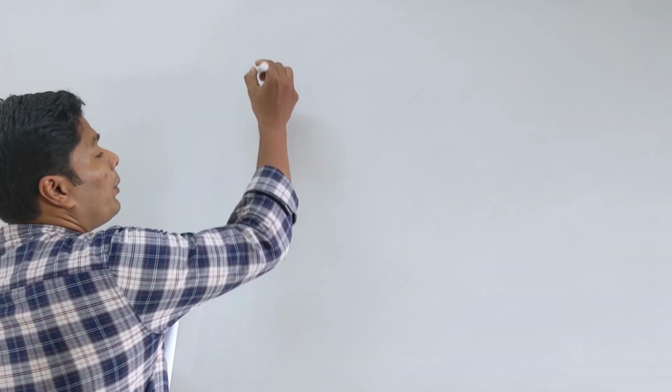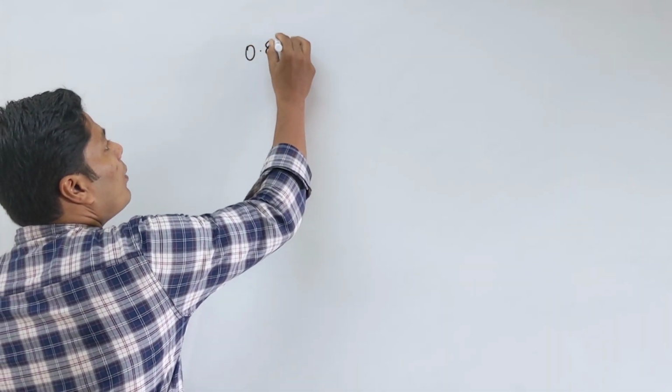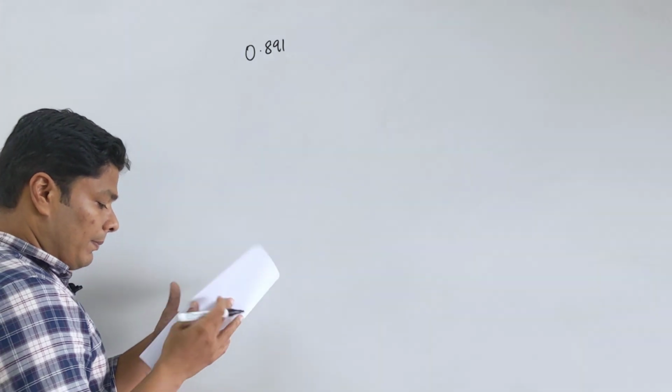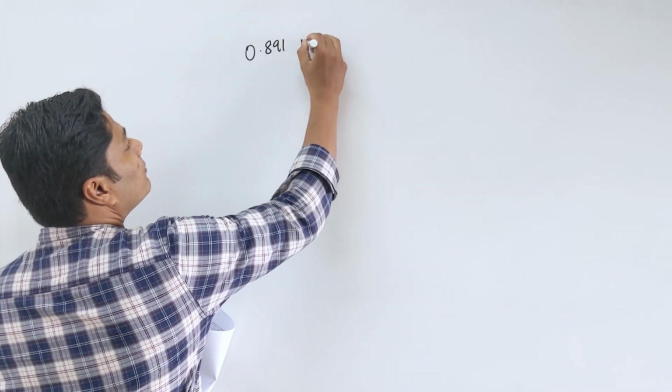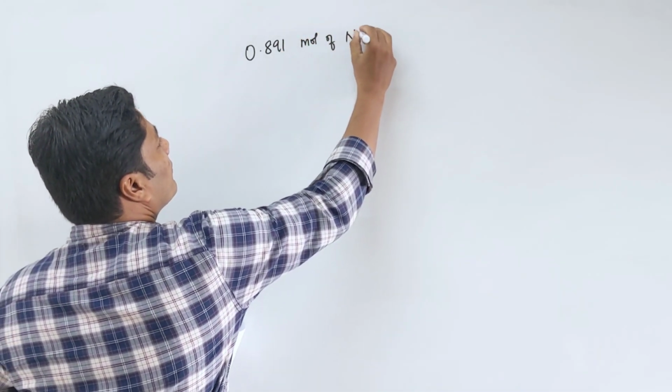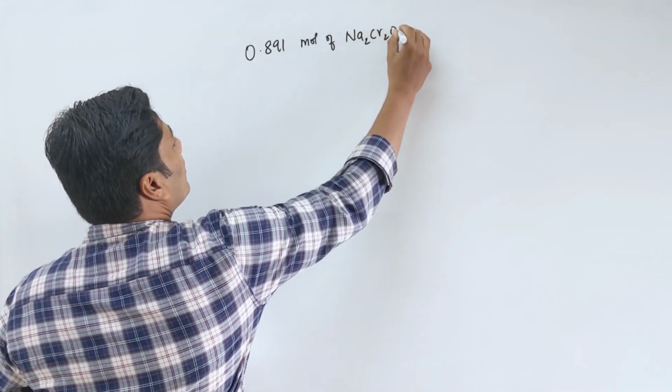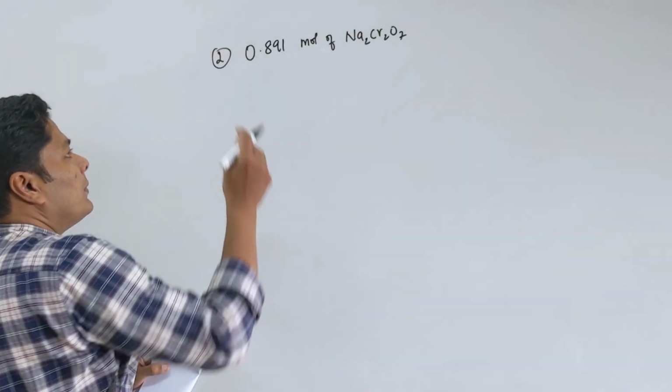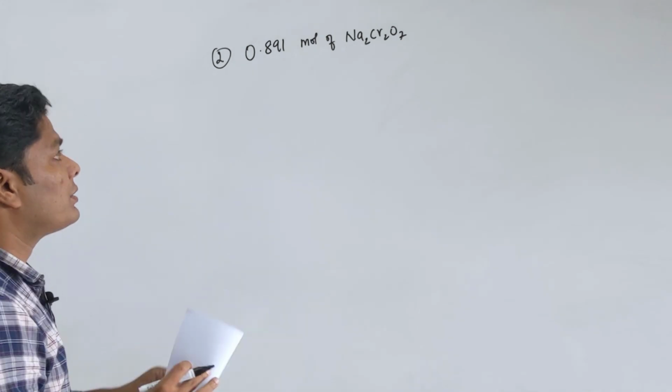Now let's look at the second problem. This is actually much simpler. The amount of oxygen in 0.891 grams of Na2Cr2O7. Sorry, 0.891 moles, correct? Yeah, moles of Na2Cr2O7. They are asking you the amount of oxygen.